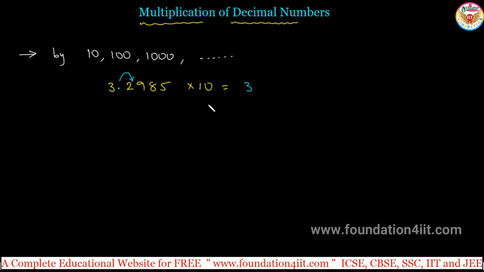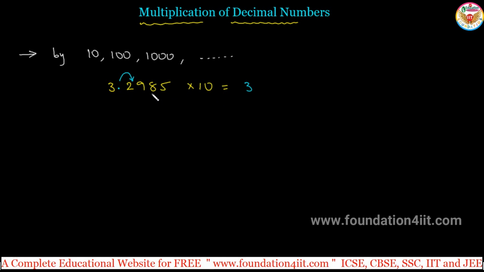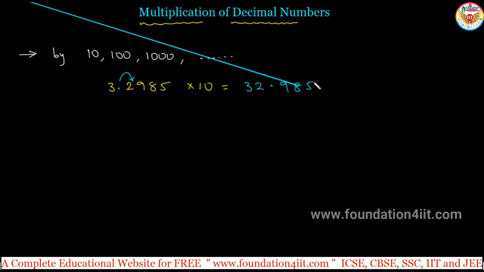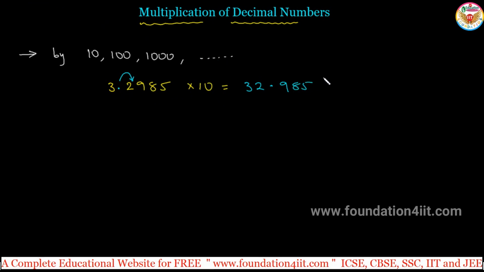So simple. Shift the decimal point in the multiplicand, so in the answer, to the right side, by as many digits as there are zeros in the multiplier. So how many zeros are there, that many places you can take to the right. So 32.985. Small change. You can take this.